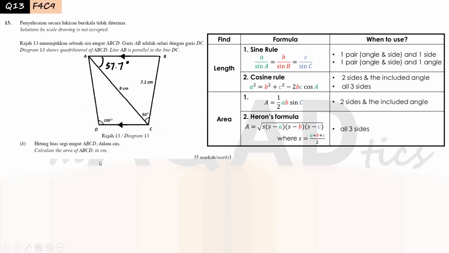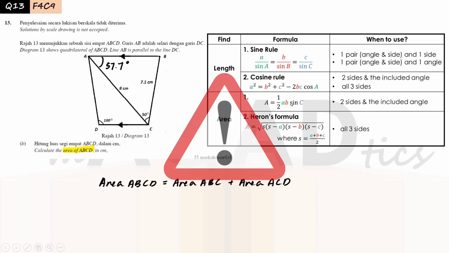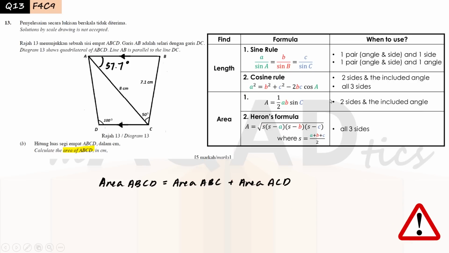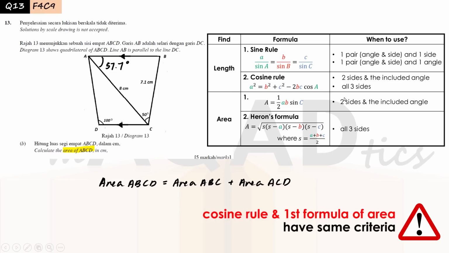Part B, we need to find the area of ABCD, which is the entire thing here. In this entire thing, we have two triangles. So what we are going to do to find the area is find the area of the first triangle, ABC, and the area of the second triangle, ACD. To find the area, we can use the first formula for area, which is this one. You can see that the condition for using this is the same as the cosine rule: two sides and the included angle.